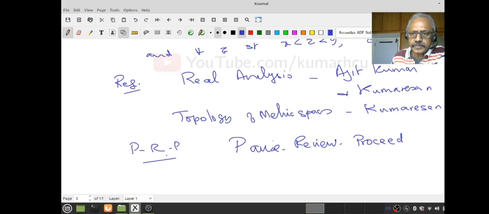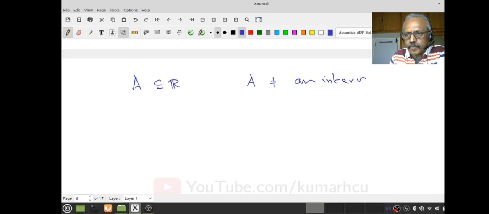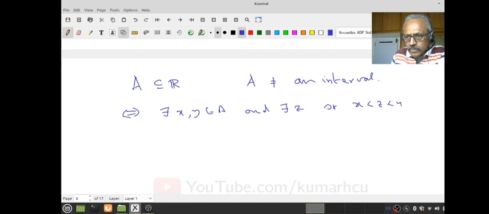Okay, now let's go back to the thing we wanted to prove. Suppose A is a subset of R and A is not an interval. What does that mean? This means there exist x, y in A and there exists z so that x is less than z less than y, with z not in A.